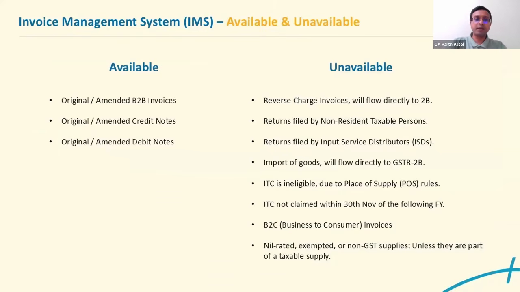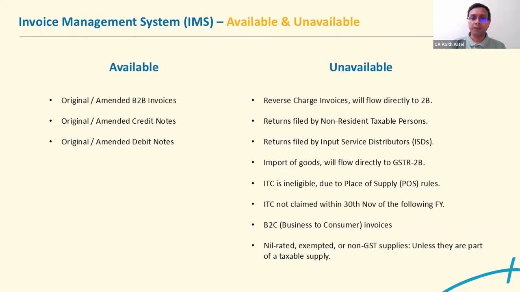Right. Now, which are the bills that will be covered within the IMS? So currently, as per the framework, B2B invoices, original as well as amended, will be covered. Credit notes and debit notes, original credit notes and debit notes plus amended credit notes and debit notes will be covered. The rest will not be available, will not be part of IMS as of now.